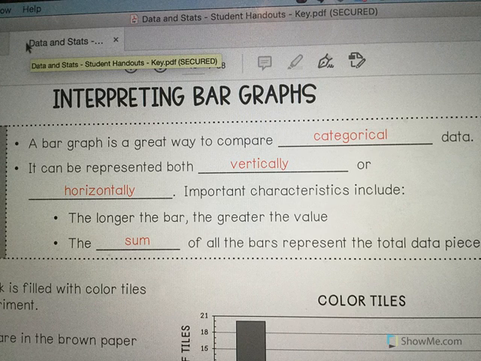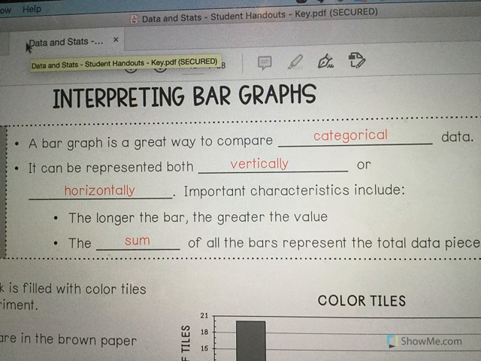Okay, for the rest of us, what we're going to get out today is our data and stats packet. You should have it in your binder because I passed it out to everyone. But if you don't have it or you can't find it, don't worry about it. I'll post it on Google Classroom so you'll have a clean copy of it. And we're going to be in student handout 3, called Interpreting Bar Graphs.